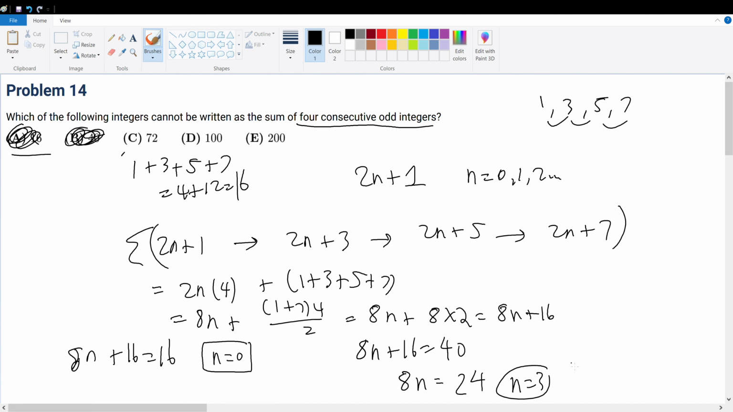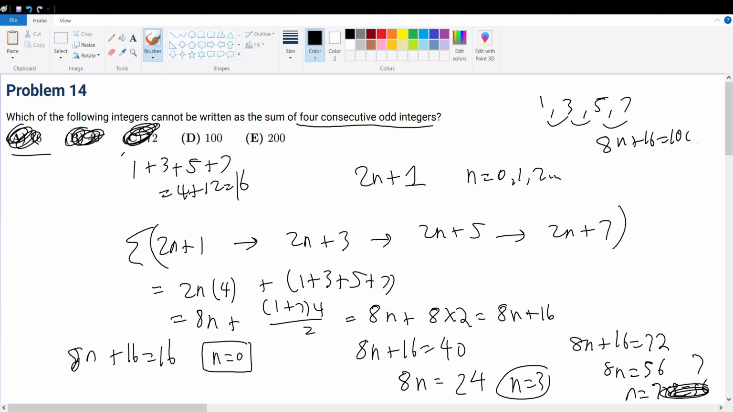What about 72? 8n plus 16 is 72. So 8n is equal to 56. And, well, 7 times 8 is equal to 56. So that means n is equal to 7. So 72 won't work either. What about 100? 8n plus 16 is 100. Well, 8n is equal to 84, which doesn't work. So your final answer will be choice D.